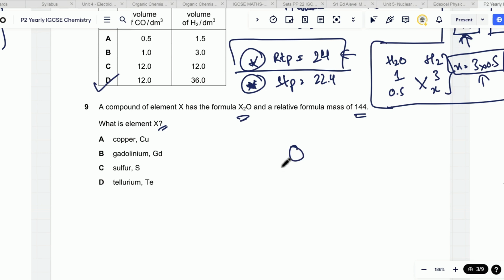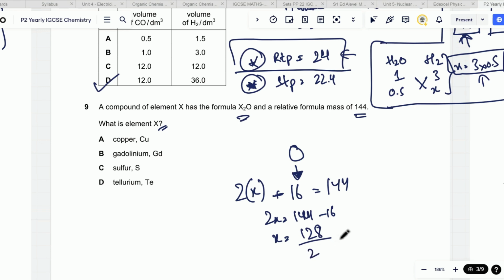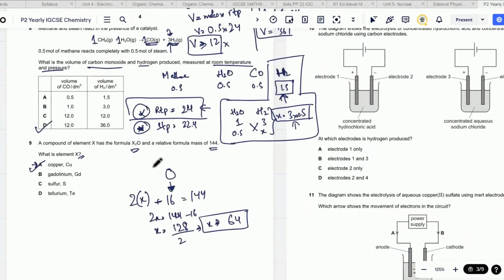We know that this is oxygen, right? What's the Mr of oxygen? 16 plus. I do not know what this is, but I know that there are 2. So I write 2 into, let's make it X, and this is equal to 144. So 144 minus 16, whatever the answer is, divided by 2. What is X? So we have to find which element in the periodic table has an Mr of 64. Copper? Yeah, the Mr for copper is going to be 64. Therefore Cu. Got it?